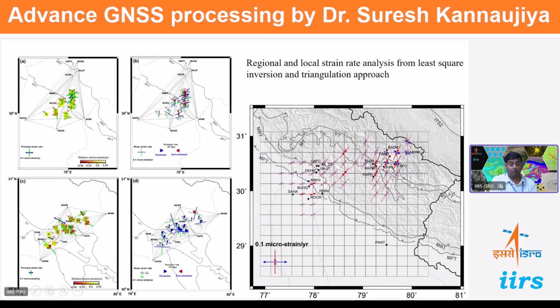So you can see here we got the information on how strain is accumulating across the HFT, MBT, and MCT regions, how much shear strain there is, and in which direction the shear strain is higher. We have also estimated compressional and extensional strain through this GPS data. You can see how the compressional and extensional strain is increasing, and what the direction of the compression and extension is.